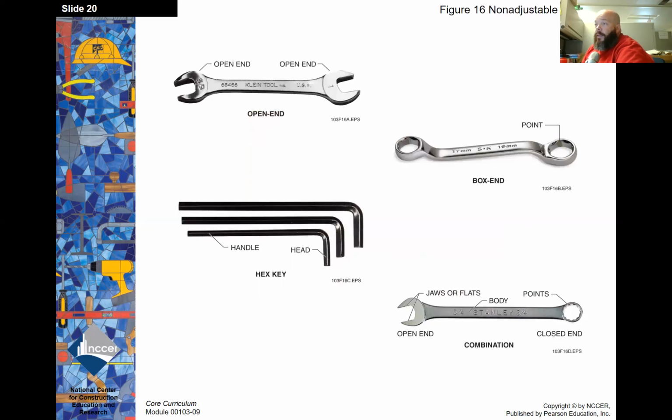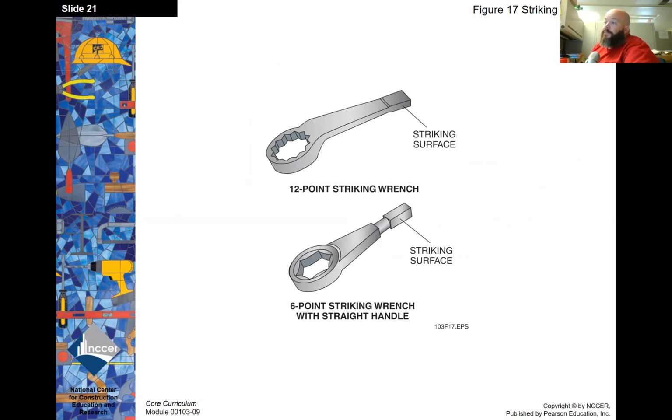Okay, some non-adjustable wrenches. We have an open-end wrench, a box-end wrench, hex keys, and then a combination end wrench. So this is a combination of the open end and the box end. The main difference is an open end wrench will have 2 sizes on it, and also a box end wrench will be the same. The combination is 1 size for the open and the closed end.